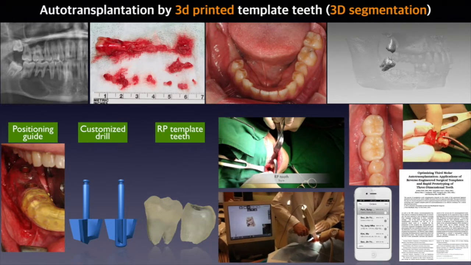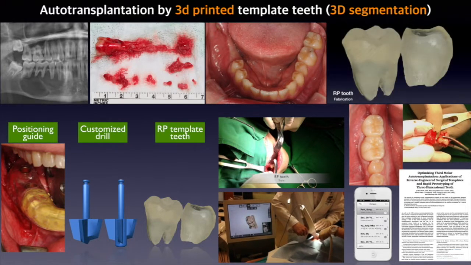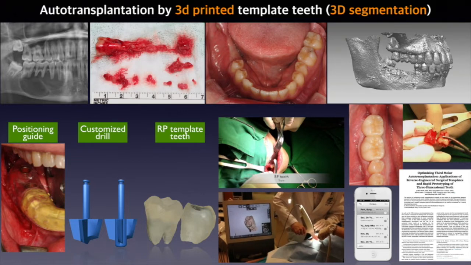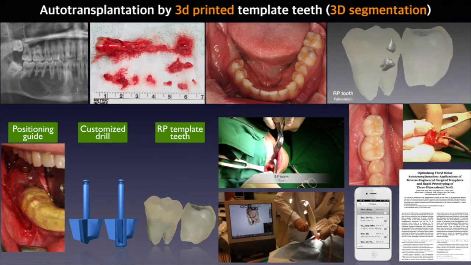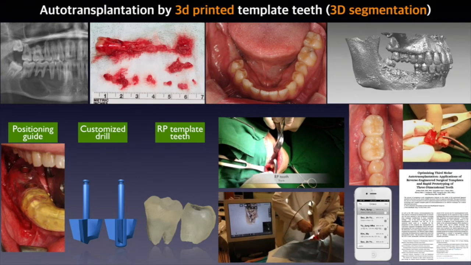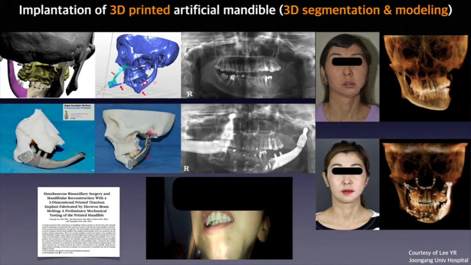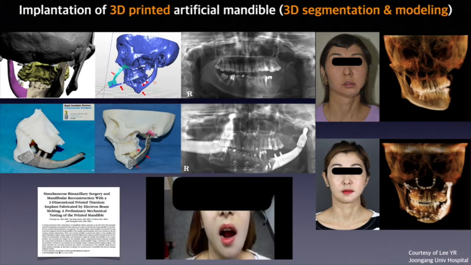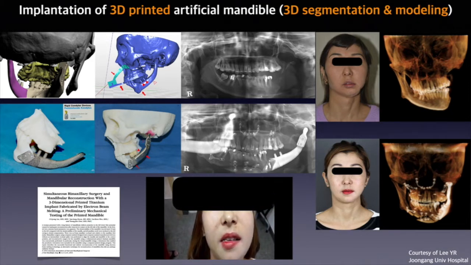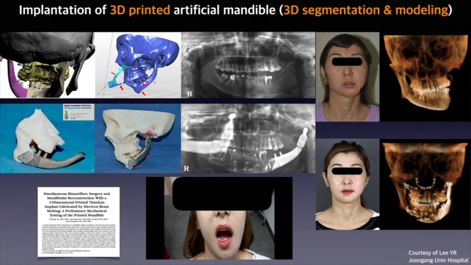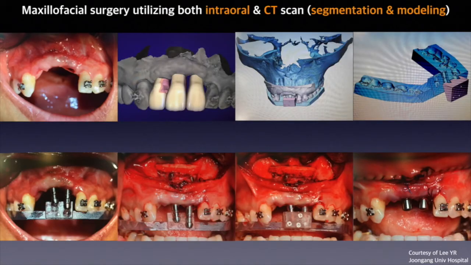If you can get the 3D image of heart tissue prior to the surgery, the operation will become very easy and the result also would be excellent because of the prepared accurate template teeth. Oral surgeon who is one of my friends and I could design and implant new artificial mandible using this segmentation and modeling process. Also, two implants in a wrong position could be surgically transferred with the help of template designed on the 3D data extracted from CT.